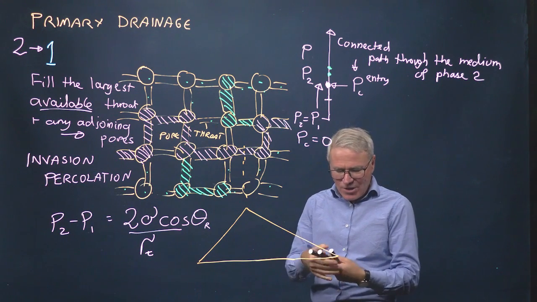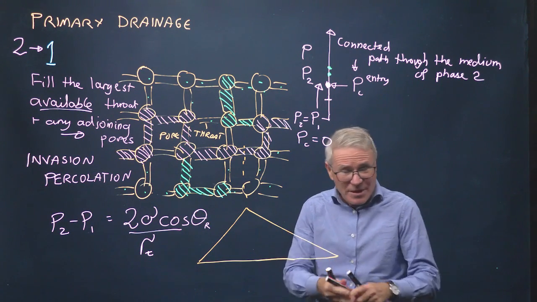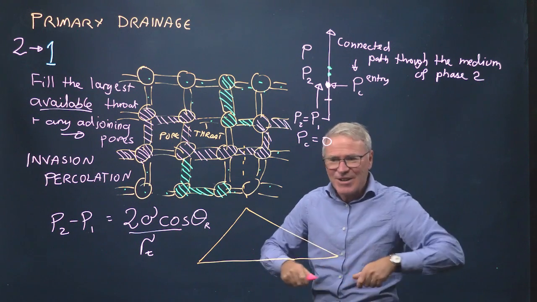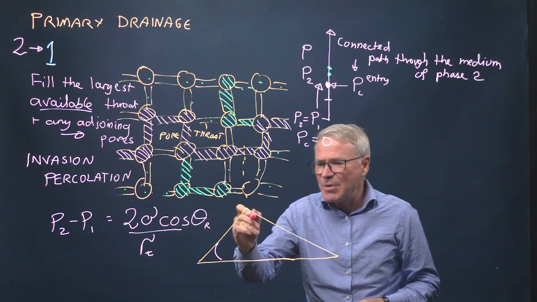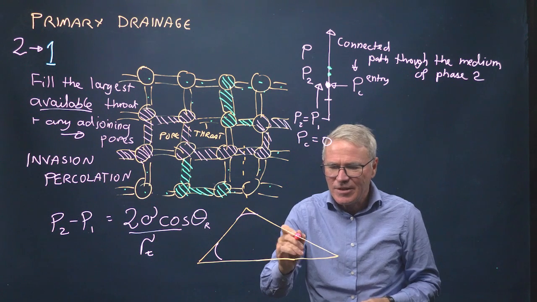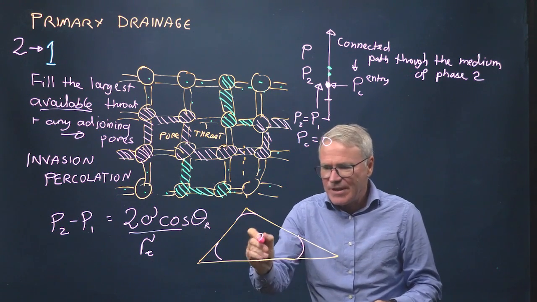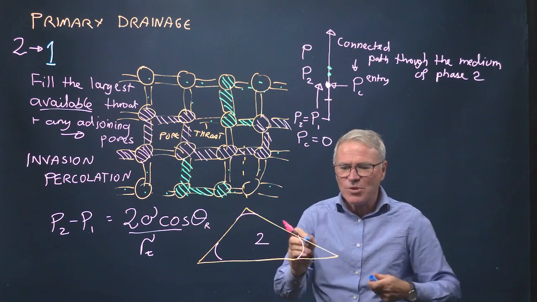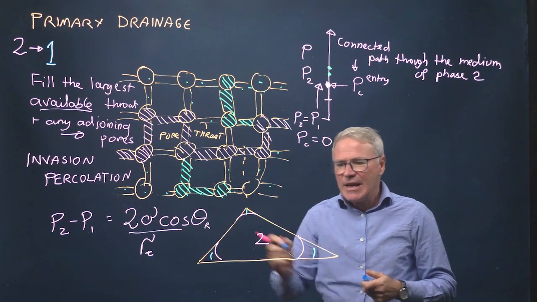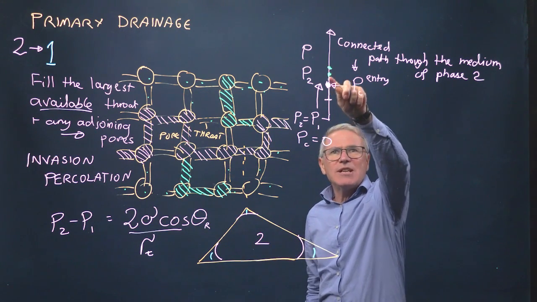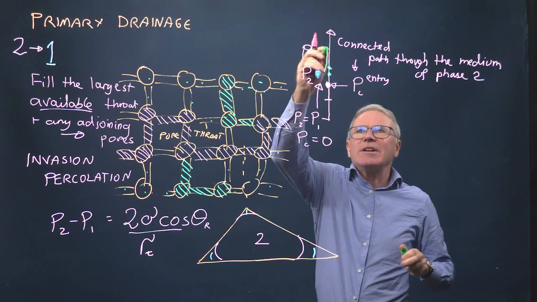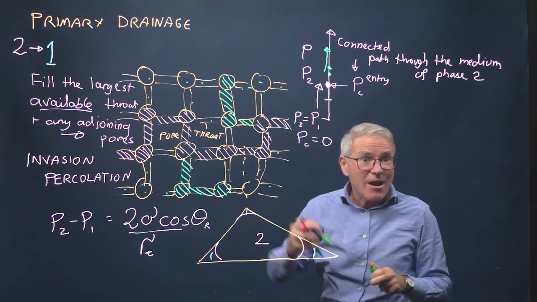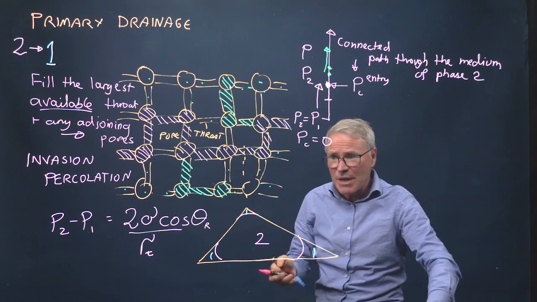Phase 2 goes into the pore space, and we've already described this, and I showed it in a previous video. Phase 2 goes into the pore space like this. So this is phase 2. Here we have water, which is phase 1. As the capillary pressure continues to increase, it keeps filling narrower and narrower regions of the pore space.